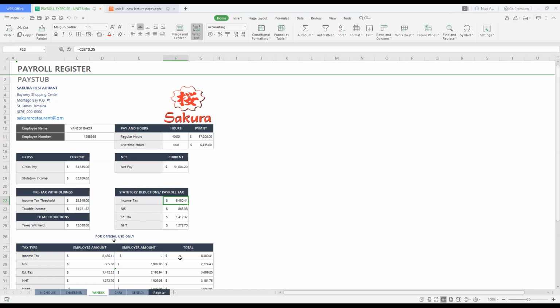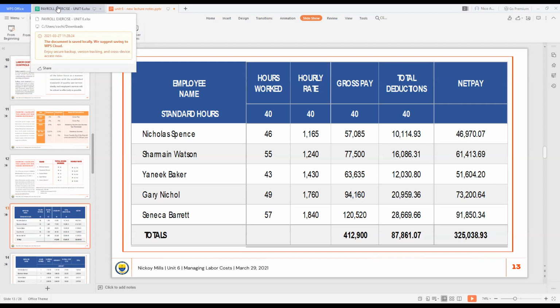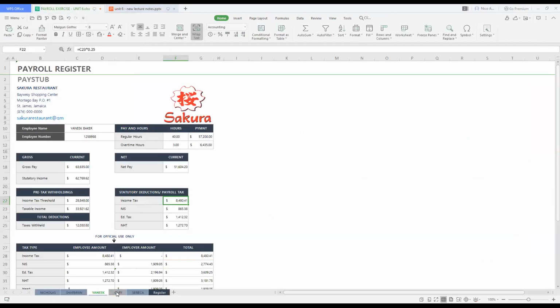$8,480.41. So when we add all the deductions, Yannick's deductions came to $12,030.80. We take away the total deductions from the gross pay of $63,635, and Yannick's net pay is now $51,604.20. We move on to Gary.